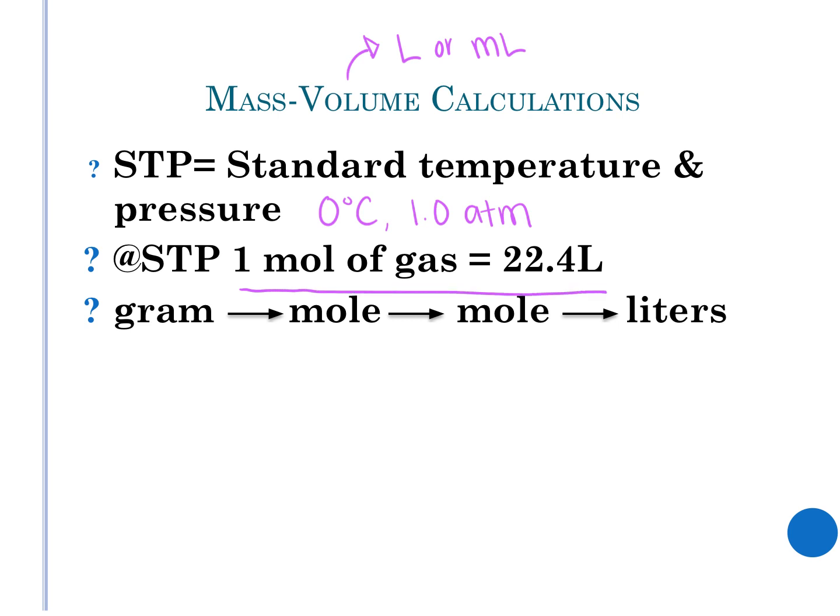If our conditions are at STP, meaning 0 degrees Celsius and 1 atmosphere, 1 mole of gas is always going to take up 22.4 liters. That doesn't matter what kind of gas. So 1 mole of oxygen gas is going to take up 22.4 liters. 1 mole of carbon dioxide is going to take up 22.4 liters. 1 mole of methane is going to take up 22.4 liters. So that is a set number. It doesn't matter the type of gas.